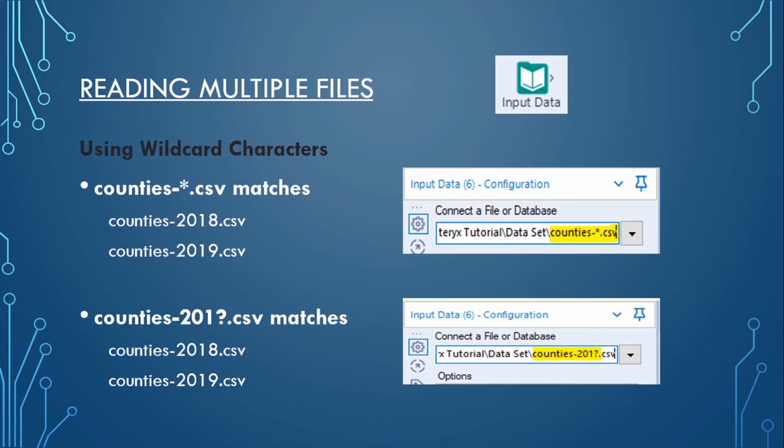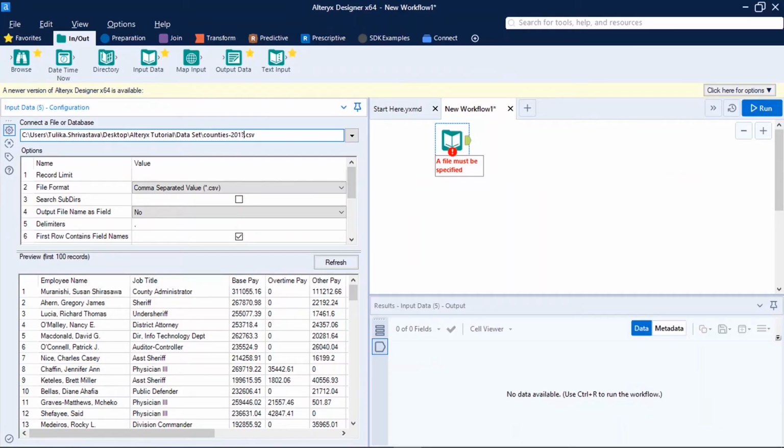The first wildcard character is asterisk, which is the star, and used to replace multiple characters. The second is question mark, which represents a single character. Let's see how we can do that in Alteryx. I can simply replace 8 by question mark, that is, any character can fit in over here.